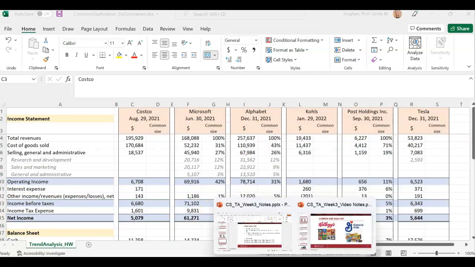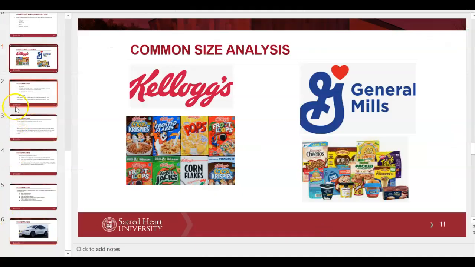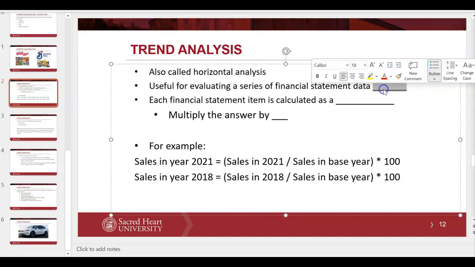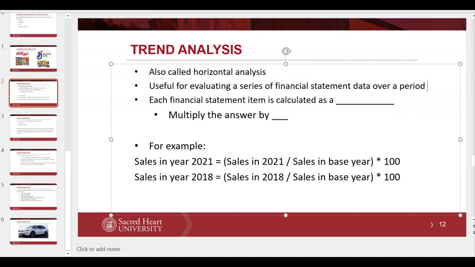And now let's turn our attention to trend analysis. Returning back to our PowerPoint slides, trend analysis is also called horizontal analysis. Our analysis is going across, and for one company, so we're going across time, and therefore a trend analysis or horizontal analysis is useful for evaluating a series of financial statement data over a period of time.